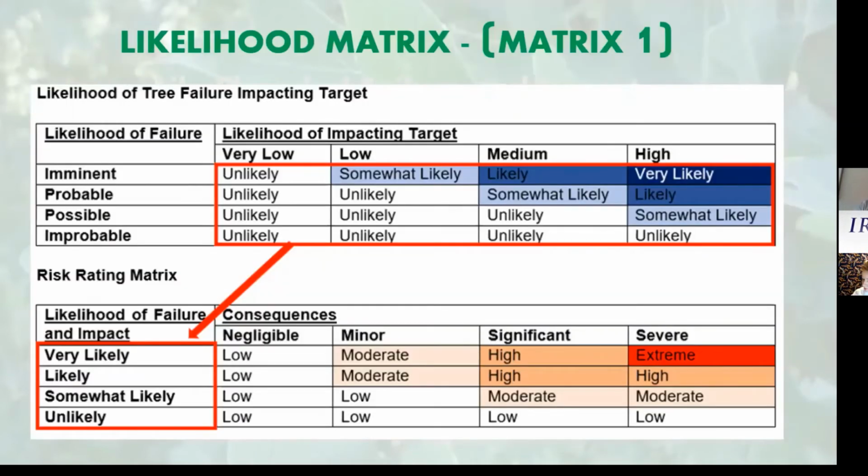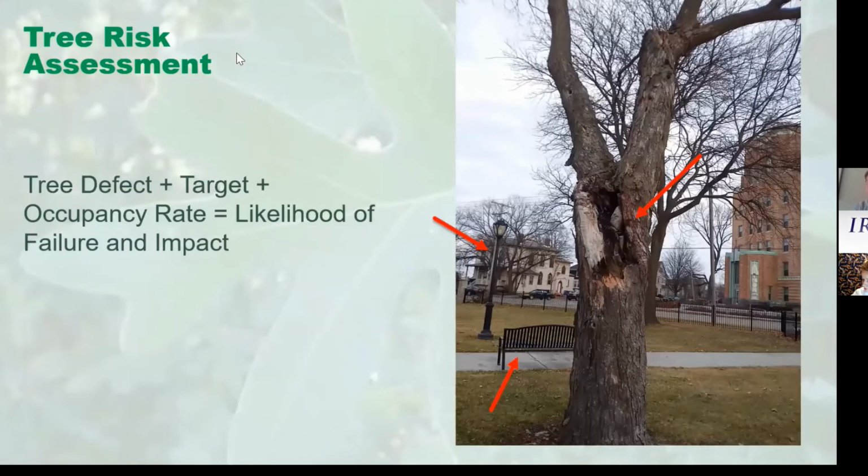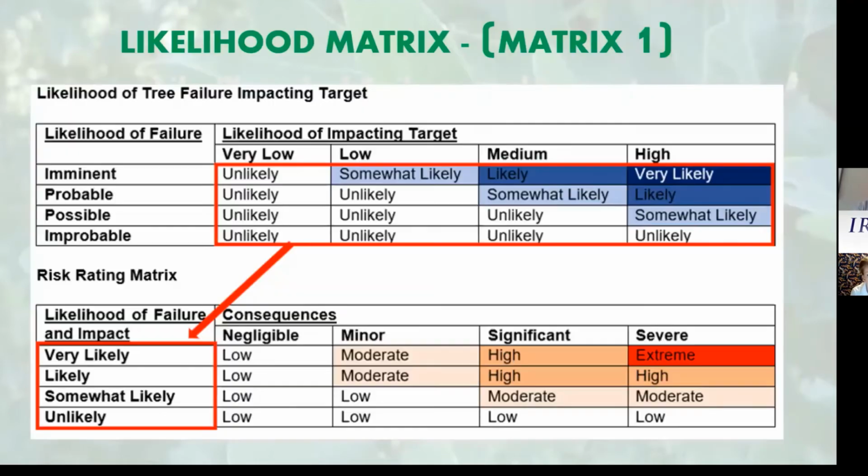So looking back at this, you know what I would rate as its likelihood of failure? I wouldn't call this imminent because it wasn't cracking and swinging in the wind. I wasn't afraid to walk under this. But I would say in the next couple of years, I would guess this is probably going to come down. So I would call this a probable likelihood of failure.